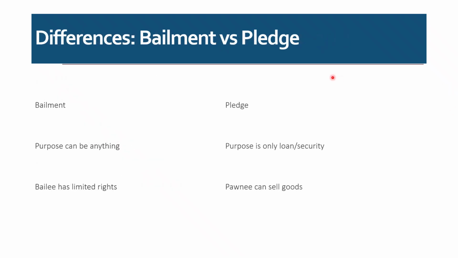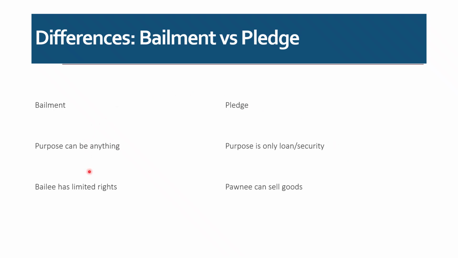Let's look at the difference between bailment and pledge. Before we move to the final closing slide, let us revise the key differences between bailment and pledge. In case of bailment, the goods are given for a temporary purpose, but in case of pledge, the goods are given as security. In bailment, the bailee cannot sell the goods, but in case of pledge, the pawnee can sell in case of default.